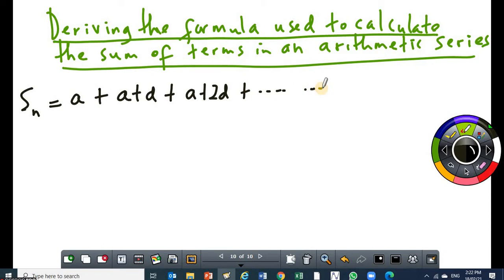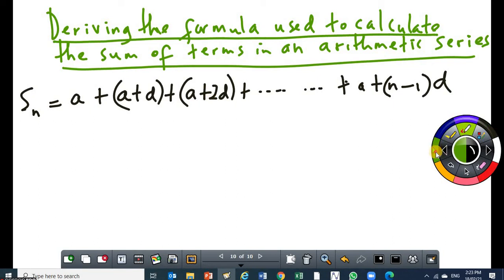If I skip all the other terms in between, and then I just write, listen carefully, the last term, which will be a plus (n minus 1) times d. Let me put this in brackets. I don't have enough space to write all the terms, so I wrote the first three and then the last term. Now, this is an equation. I can call it equation 1.